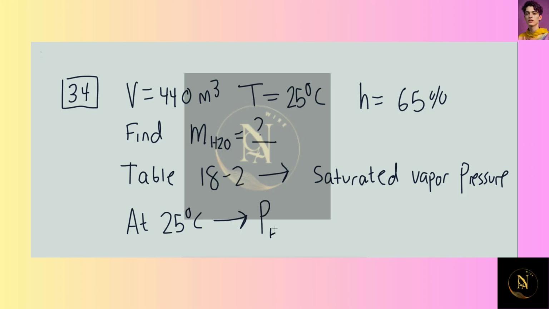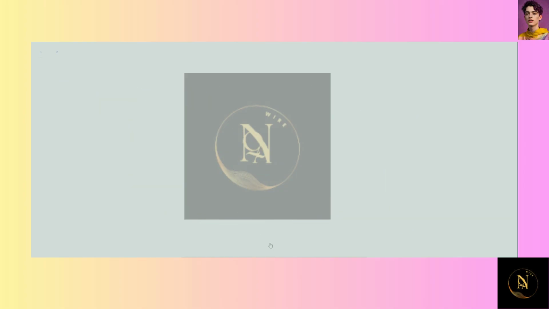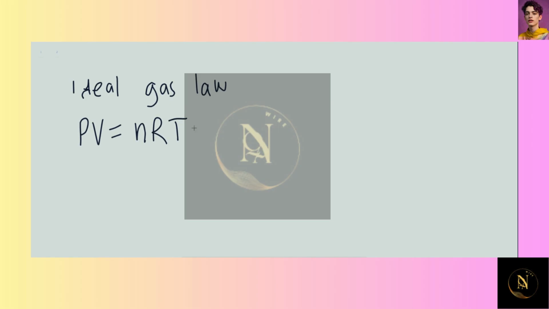We've had to do that in some other problems in this chapter. So we find that the saturated vapor pressure from the table is 3.17 times 10 to the 3 Pascal. All right, we'll use that. Using the ideal gas law, we know temperature, we know the volume of the room, and now we have pressure. So this becomes relatively simple. We just need to find the number of moles, which is just PV over RT.